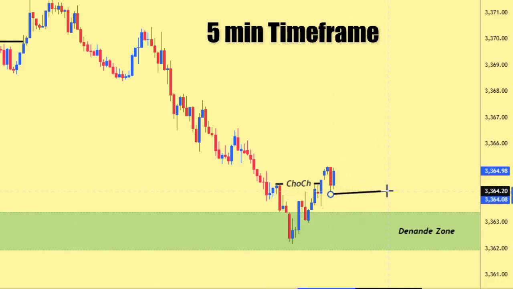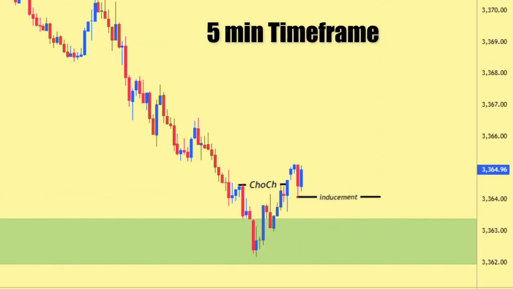Now we have structures supporting our idea. This is where the setup starts becoming valid. From here, we prepare for the inducement phase before execution. After the change of character on the lower time frame, many traders believe the move has already started. They see the internal structure shift and enter immediately.